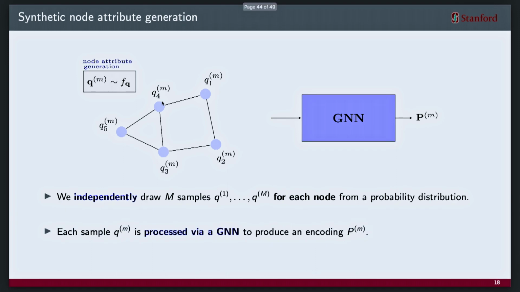And then each of these samples for all the nodes will be processed independently through a graph neural network to produce an output encoding, an output representation. So for each sample, we have a corresponding output. So what we have achieved here is, as I said, to break the symmetries using this randomness. However, there is a caveat that we somehow violate the equivariance or the generalization of the model.